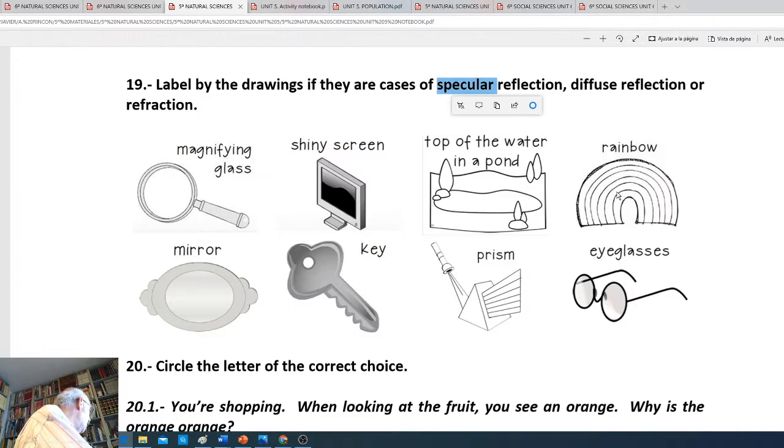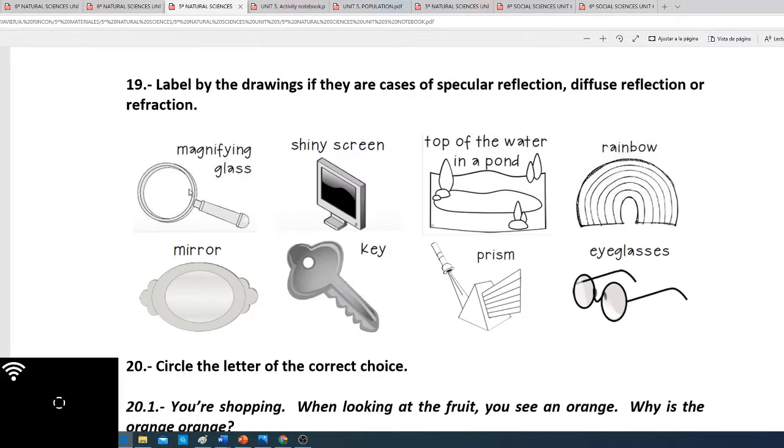A rainbow is the same example as a magnifying glass, as eyeglasses, as a prism. We are talking about a rainbow. Waiting for you.